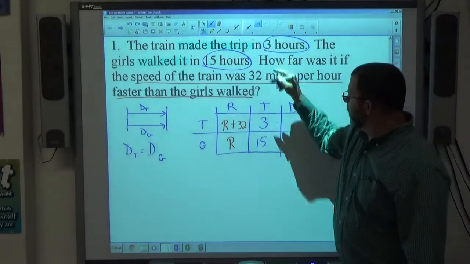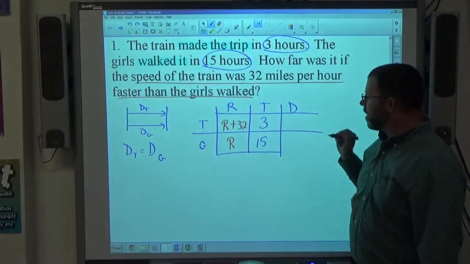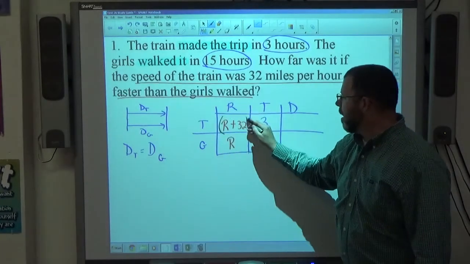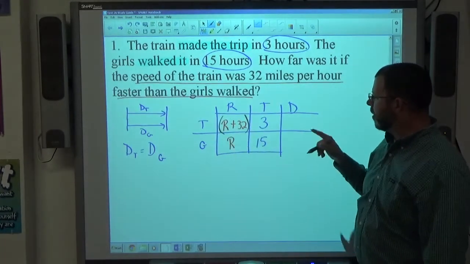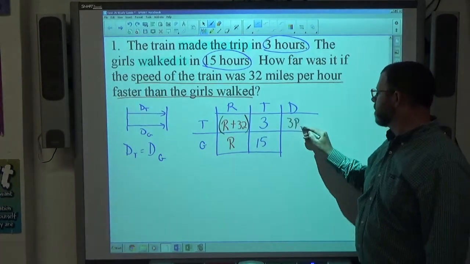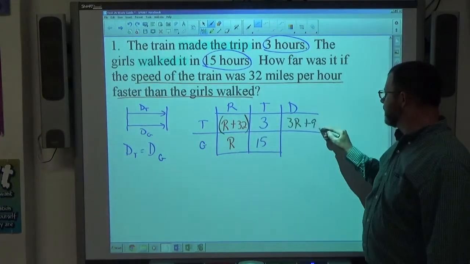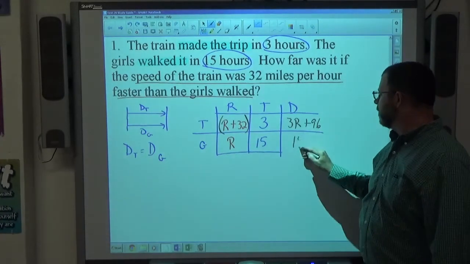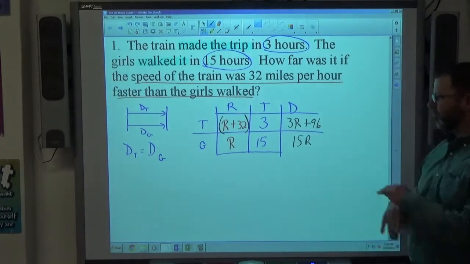And now once I get rates and times, if I multiply rate times time, I get distance expressions. Distributive property where necessary: binomial times monomial, distributive property necessary. So 3 times R is 3R. 3 times 32 is 96. R times 15 is 15R. That's just one thing times one thing, so just do a straight multiplication.